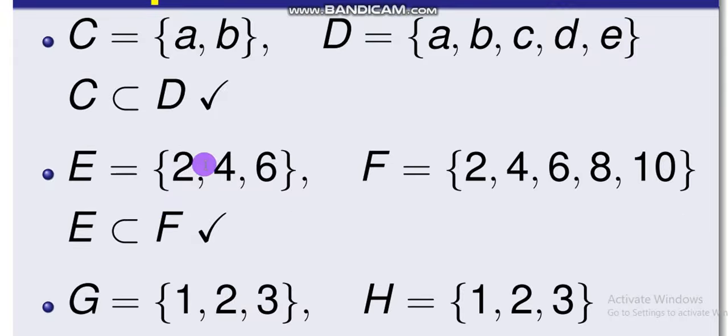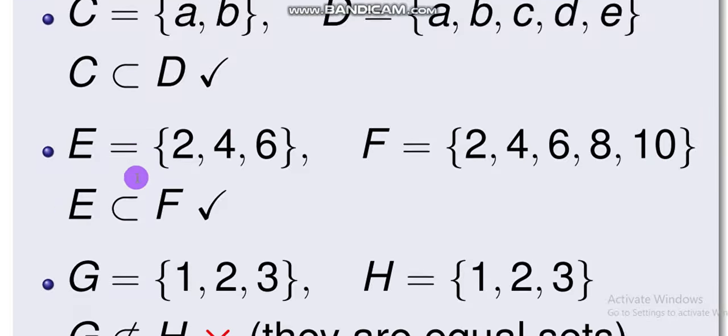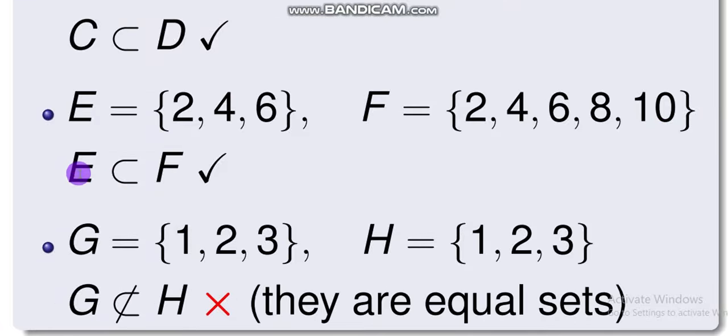Again, E is a set of 2, 4, and 6, and F is a set of 2, 4, 6 with additional elements 8 and 10 that E does not have. So we can conclude again that E is a proper subset of F.